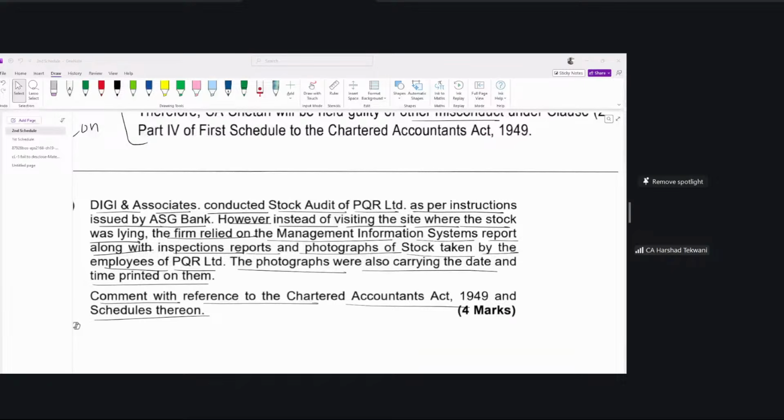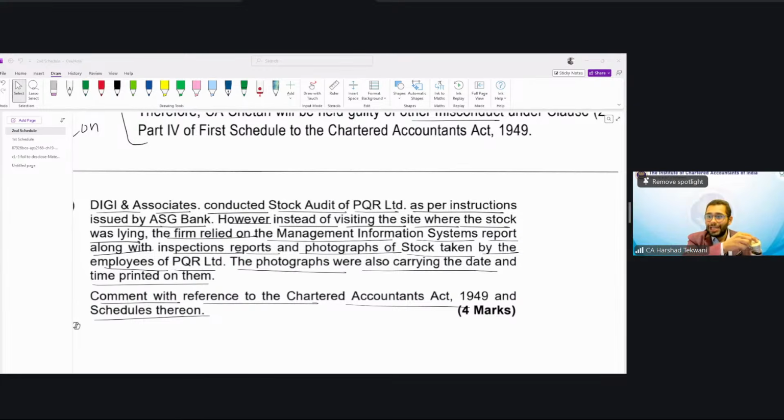So tell me, what do you think? Whether DIGI and Associates is liable for professional or other misconduct or not. Now, first of all, when there is a stock audit of PQR Limited, what is the responsibility of the auditor? To answer this question, you need to understand the responsibility of the auditor. If you understand the responsibility, you will be able to answer the question.